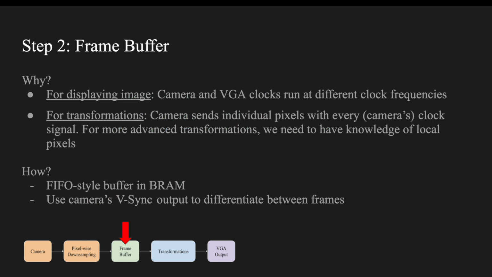Step 2 is the frame buffer. So let's start with why we are doing this. 2 reasons. So one is for displaying the image. I mentioned earlier that the camera has its own clock. The VGA has a different clock, and so we need to use a buffer so that these can work in harmony. And the second reason is for transformations. So we have some transformations such as convolutions that require knowledge of local pixels, and so we need to use memory to perform these operations. And we're implementing this using a FIFO style buffer in block RAM.